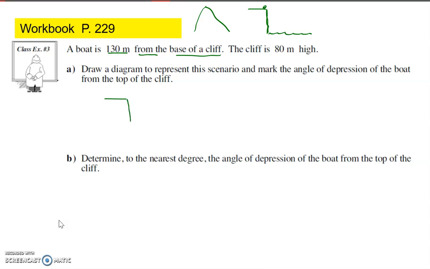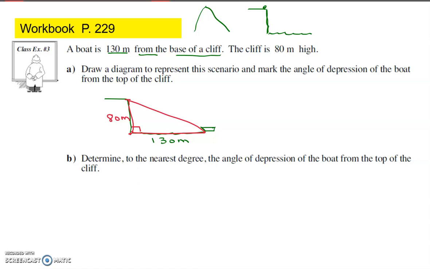There's a cliff and there's a boat. So on the water, there is a boat here that is 130 meters away. The cliff itself is 80 meters high. So this distance from here to here is 80 meters. So we can assume this is a 90-degree angle here and create a right angle triangle. So we have two sides to use.